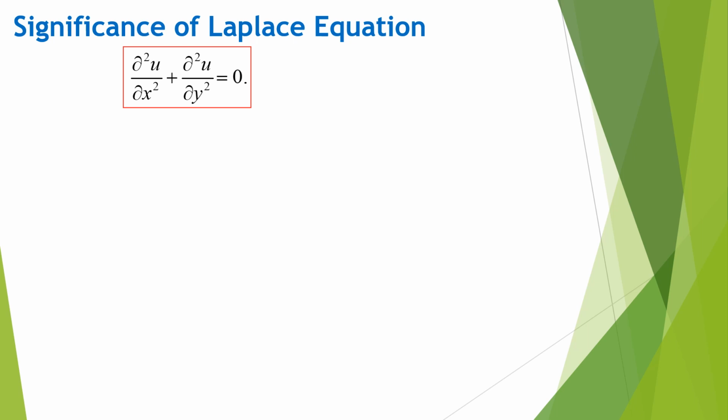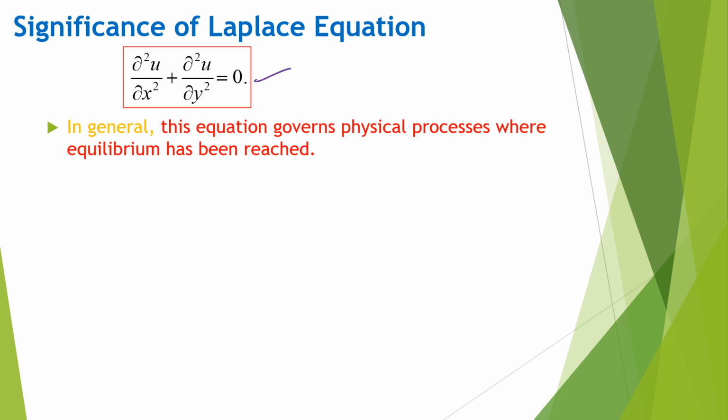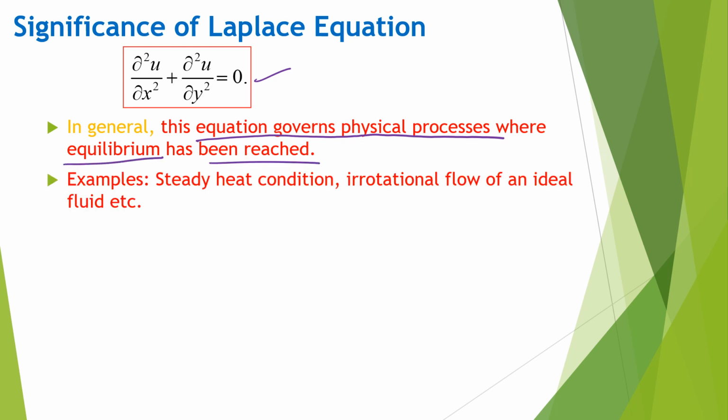Significance of the Laplace equation. Well, this is the Laplace equation in 2D. In general, the equation governs physical processes where equilibrium has been reached. Example: steady heat conduction, that means the effect of time is neglected, the rate of change with respect to time is neglected. Irrotational fluid flow for an ideal fluid.